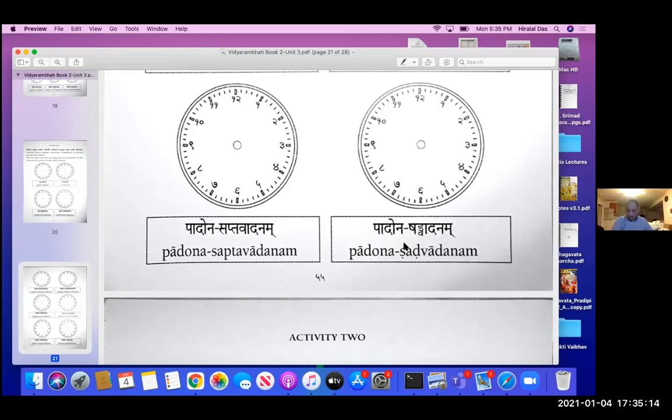Who can say? Okay, Ramachandra, go ahead. Padona Sapta Sadvadanam will be 5:45, and so the longer hand would be facing the 9. The shorter hand would be closer to 6. Very good. Somewhere here, Padona. All right, so everybody is familiar with this now?